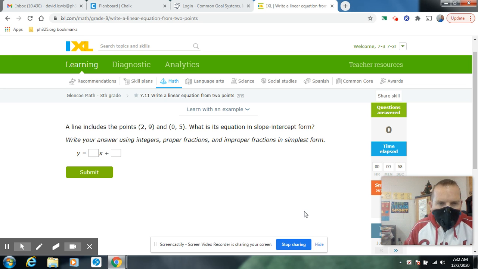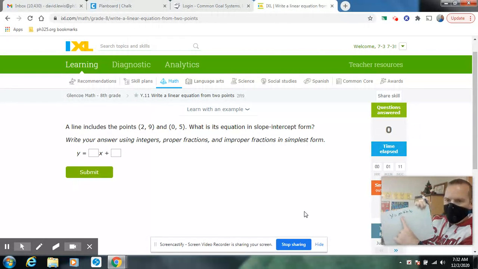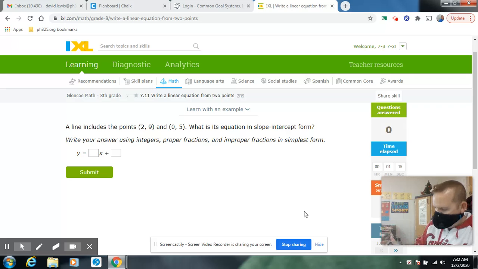Give us a couple points: (2, 9), (0, 5). What is the equation in slope-intercept form? First, slope-intercept form is y equals mx plus b. You call m your slope, and b is your y-intercept.